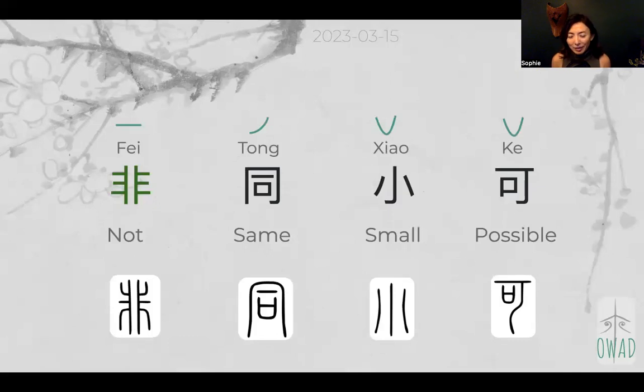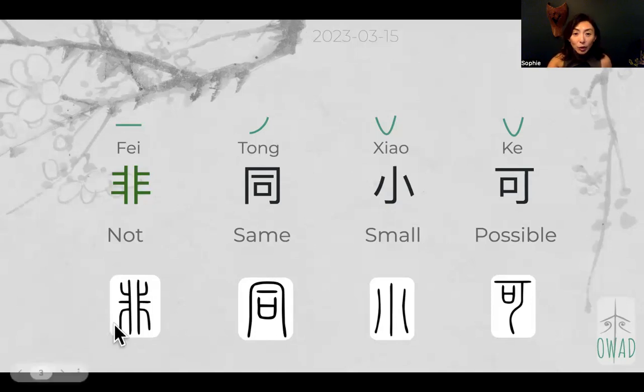It's relatively simple characters compared with the previous few days, but it's still an important and commonly used concept. 非同小可. We sometimes use it in our language to mean it's extraordinary. It's not the usual happening. It's something that rarely happens. Therefore, it's not a small, like 小可, a small possibility. It's not even a small possibility. It's beyond the small possibility.